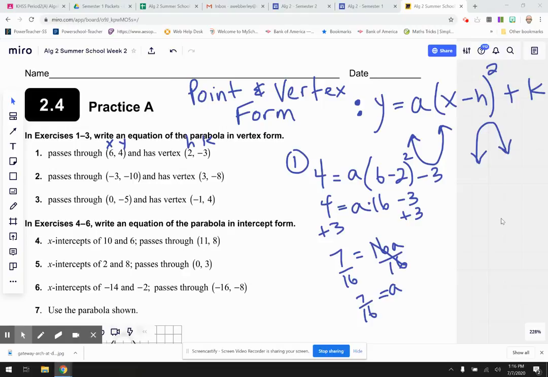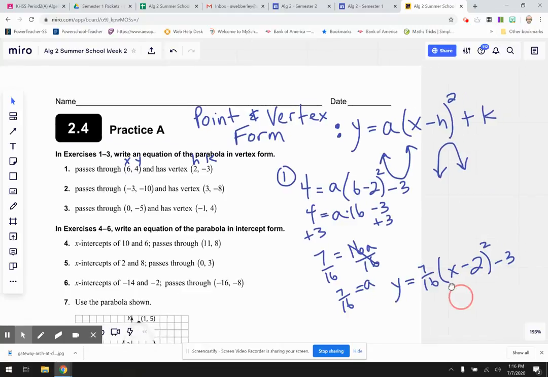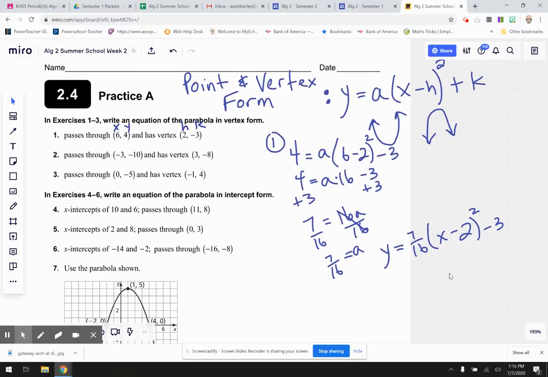They want us to write an equation. So the equation is y equals, equations always have x and y in it. Y equals, the a value is 7/16. We're plugging in everything except x and y. So x minus 2 squared, and then minus 3. So that would be your equation right there. Let me box it up for you. That's how you would do numbers 1, 2, and 3.